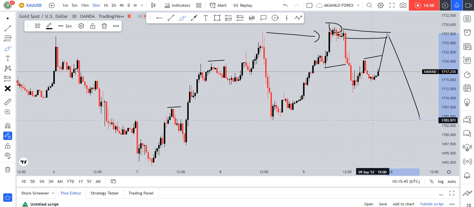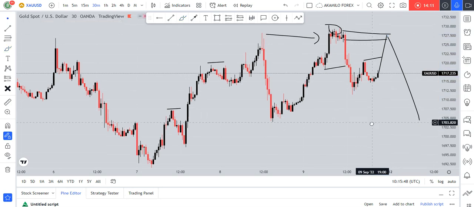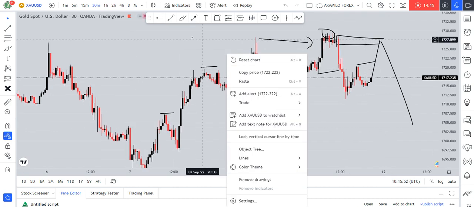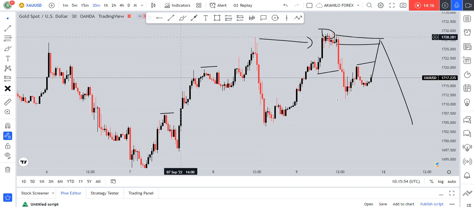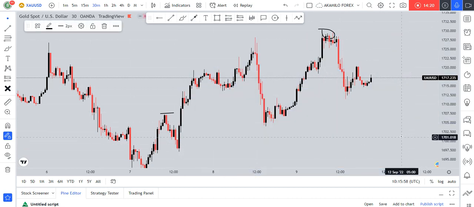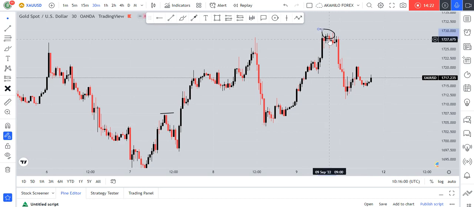So in gold 30 minutes time frame, that is how we are expecting to see price. We're expecting to see price move bearish in gold. So let me name here clearly, 30 minutes, so that the structure will be clear for us, so that we can see it clearly. So that is our expectation on gold.